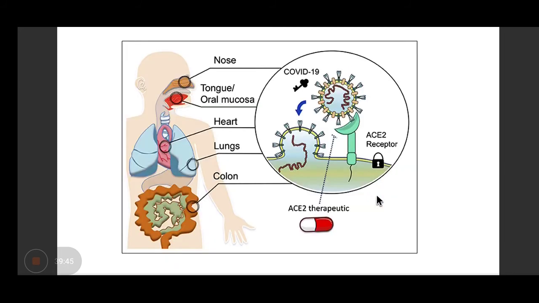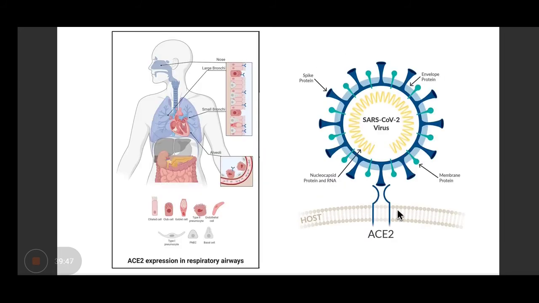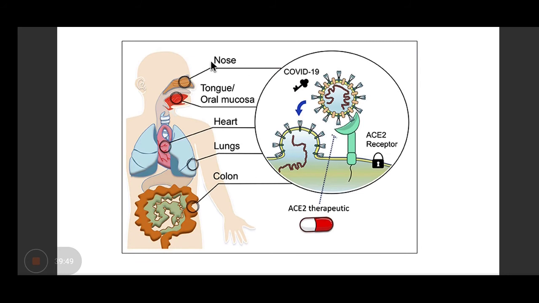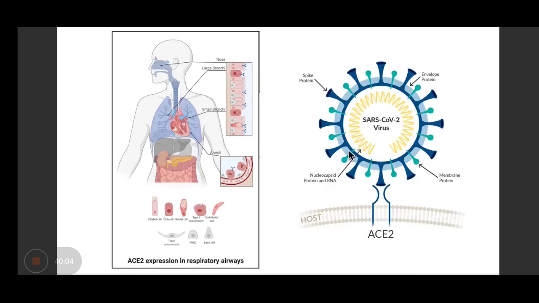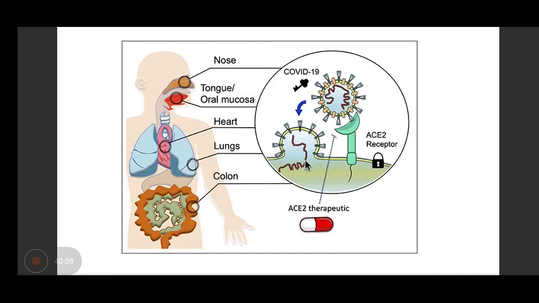And where are these ACE receptors present? They are present in the nasopharyngeal mucosa, oral mucosa, heart, lung, and colon. They are present throughout the respiratory tract and in some of the intestine also. So this ACE2 receptor helps bind the coronavirus to the surface, and then the virus enters the cell and the RNA is released into the cytoplasm. Then the cycle of replication goes on.